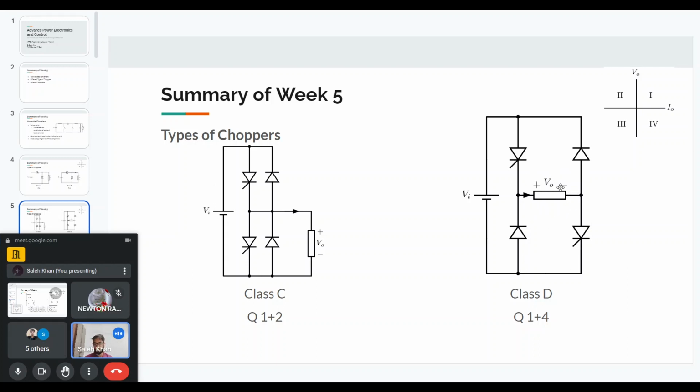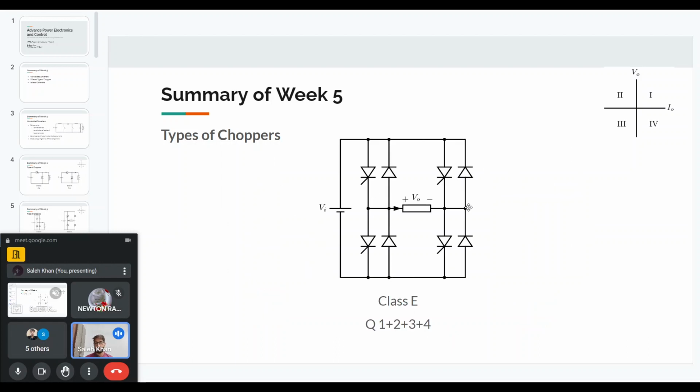When the two diodes are conducting, the output voltage is equal to minus the input voltage. And depending on for how long the thyristors and diodes are conducting, we can have an average output voltage that is negative. So we can have both positive and negative output voltage, but the output current will always be positive. So we can have one and four quadrant operation. So this is about two quadrant choppers.